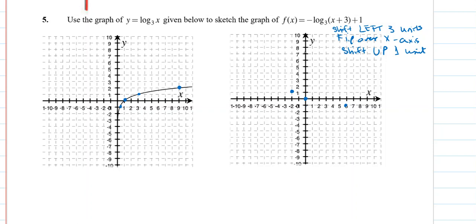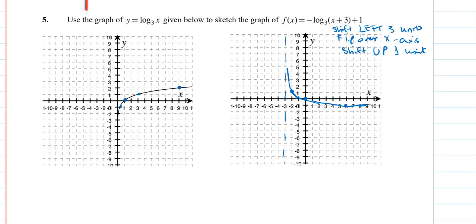The vertical asymptote goes 3 units to the left, 1, 2, 3, and flip over the x-axis. It still stays the same vertical line, and then up 1 unit, it still stays the same vertical line. So then what does the graph look like? This one was going down and getting close to the vertical asymptote, but we flipped it over the x-axis, so this one's going to go up and get closer and closer to the vertical asymptote. And so it's going to basically have this shape.